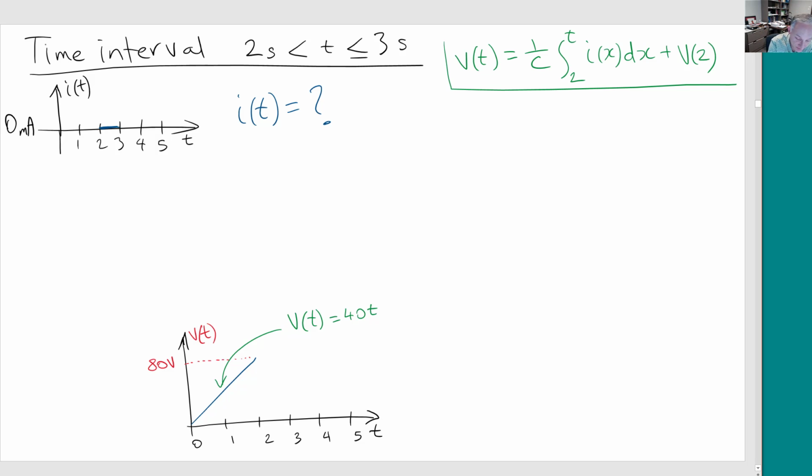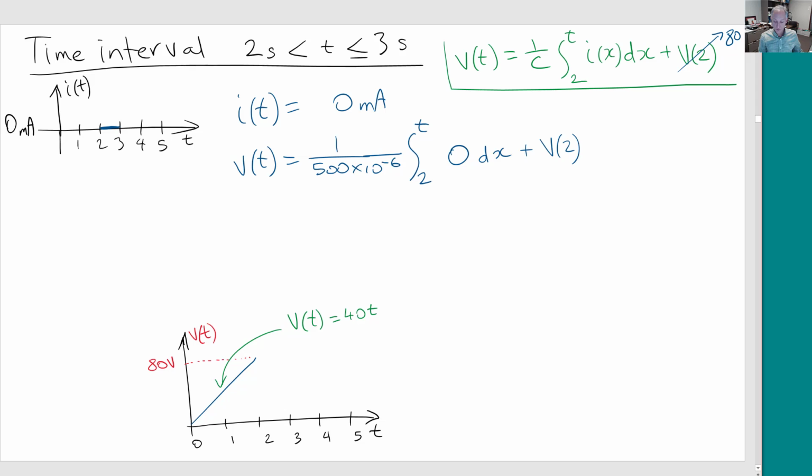So the second time interval is looking at between 2 seconds and 3 seconds. And what we notice, the equation that we're going to use to calculate, so now as the lower limit we have 2 seconds, and we're going to take the initial voltage at 2 seconds. That makes sense. And then we're going to go up to t. So we're going to repeat our analysis. So I of t is, in this case, going to be 0, right? Because we have 0 milliamps in that interval.